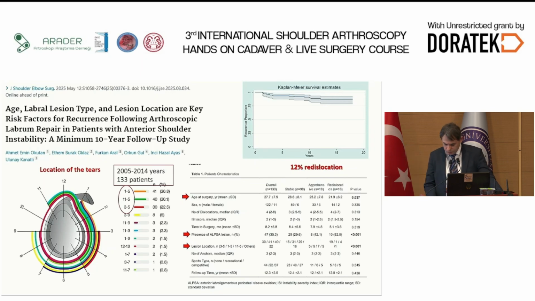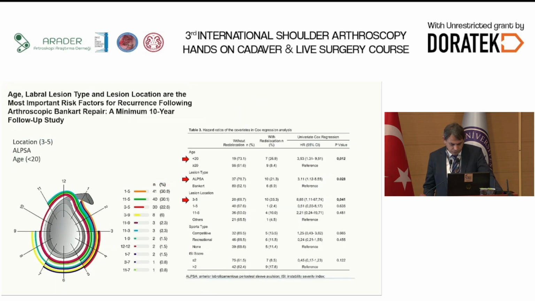We divided the location of the labrum tears, and we found that most of the tears are between 1 and 5 o'clock, 11 to 5 o'clock, and 3 to 5 o'clock. Most of the patients are in this group. When we compare them, we found that location, yes, it matters. And you know that an ABSA lesion has a negative effect on repair.